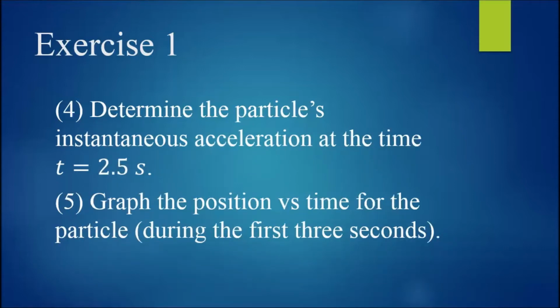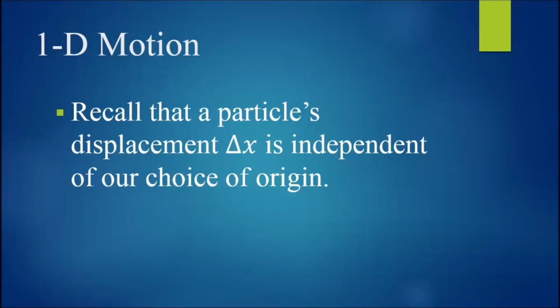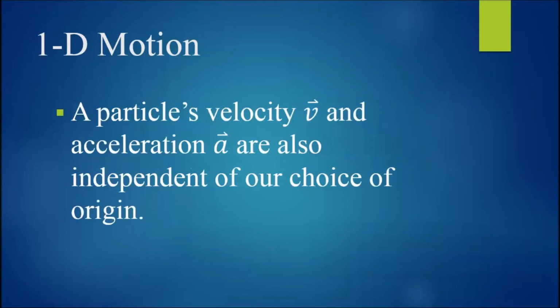Fourth, determine the particle's instantaneous acceleration at the time t equals 2.5 seconds. And finally, graph the position versus time for this particle. And if you're graphing by hand, only graph the first 3 seconds. Now recall that a particle's displacement is independent of our choice of origin. And so a particle's velocity and acceleration are also independent of our choice of origin.